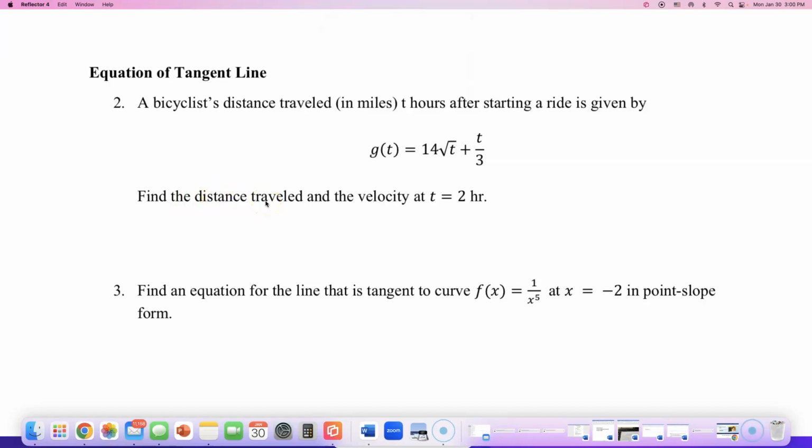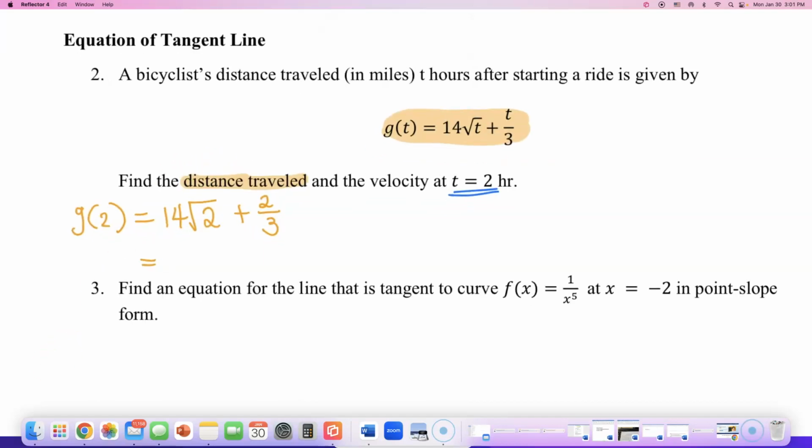Now, this part is easy. If they want you to find the distance traveled and they gave you a distance function, all you got to do is plug in the number they gave you, t equals 2. So let me find the distance traveled first. That will be g of 2. If I plug in 2 inside, I'll get 14 times square root of 2 plus 2 divided by 3. All right, let's get a calculator and type that in. That comes out to be 20.47 miles.